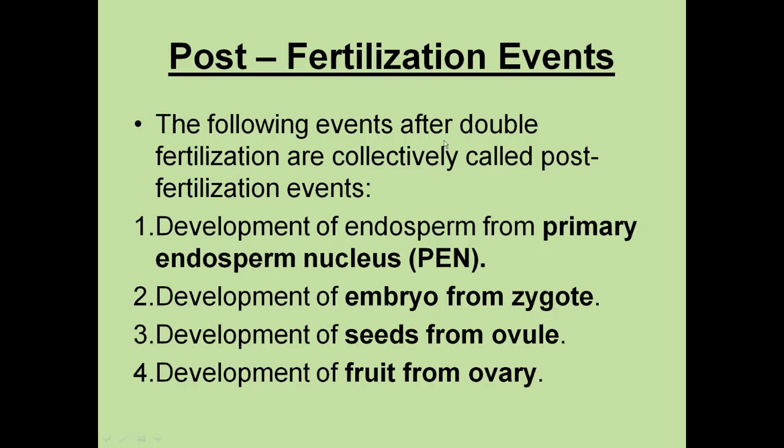Now we have to study the post-fertilization events. These are four in number. First of all, the development of PEN, that is primary endosperm nucleus. Second is development of embryo from zygote. Third is development of seed from ovule. And finally, the fruit formation from the ovary.